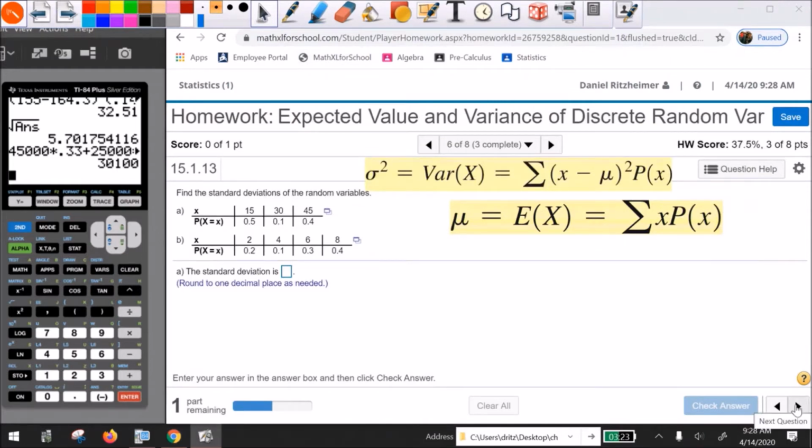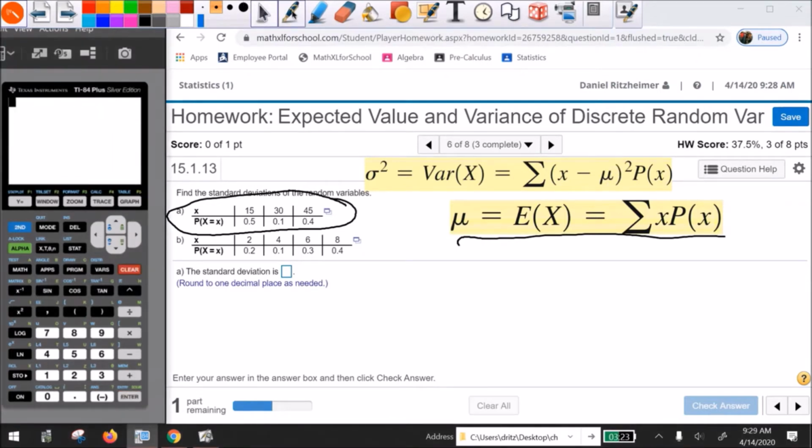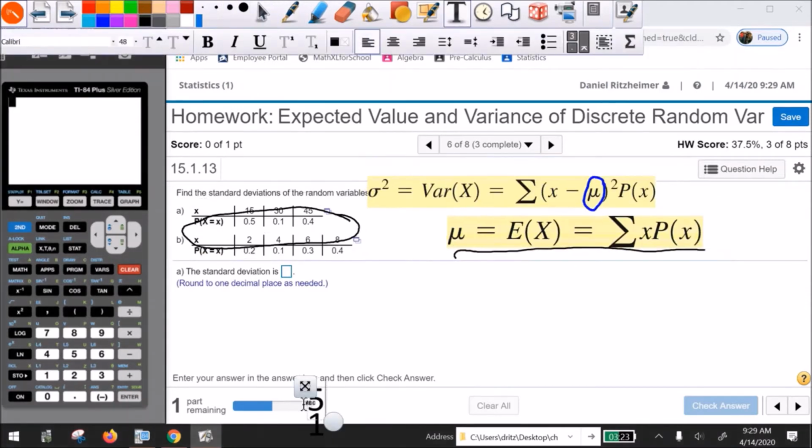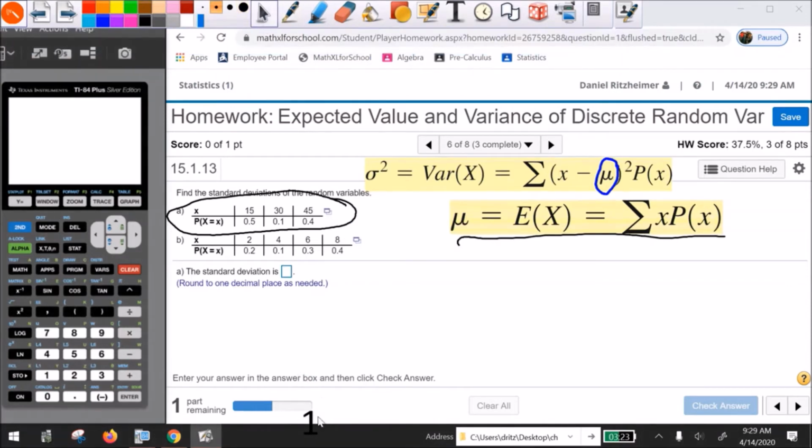This is find the standard deviations of each of these. So that's going to be a little bit of work. I'm just going to do the top one. We have to first use the expected value formula and then get that expected value and then plug it in to the variance formula. So expected value. We're going to find the product of each outcome and its associated probability.